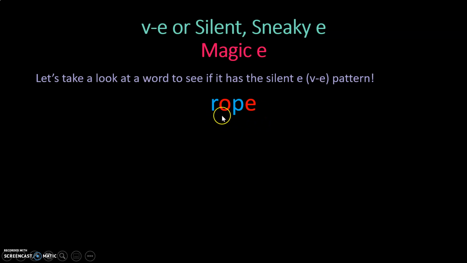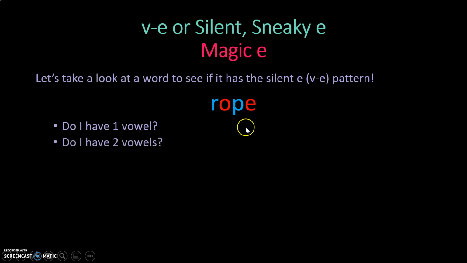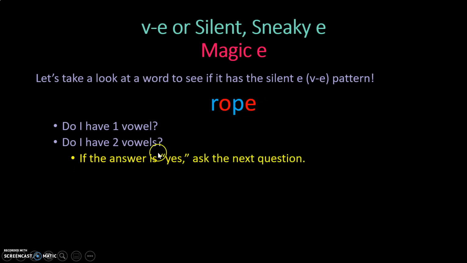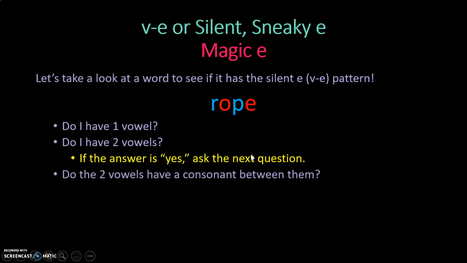Okay, let's ask ourselves the first question. Do I have one vowel? No, you should be pointing here and here, kind of like your fingers are in the shape of a V. We have an O and an E. So no, I do not have one vowel. So let's go to the next question. Do I have two vowels? 1, 2. Yes. If the answer is yes, do the two vowels have a consonant between them?